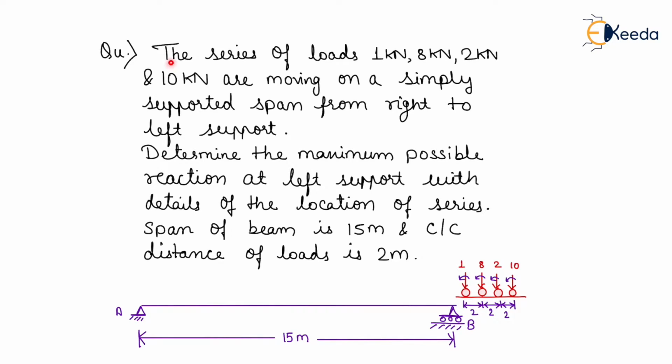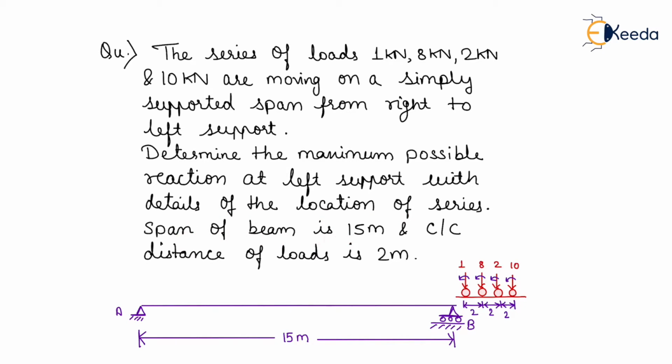The question is written as: a series of loads 1 kN, 8 kN, 2 kN and 10 kN are moving on a simply supported span from right to left support. It is shown here. Determine the maximum possible reaction at left support with details of the location of series.